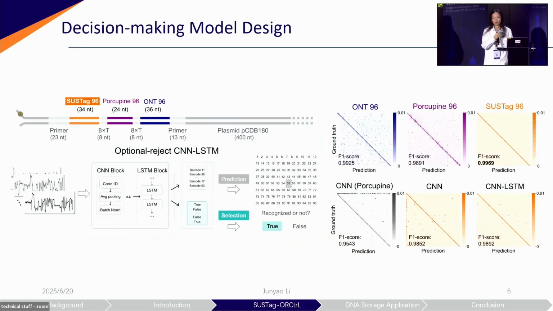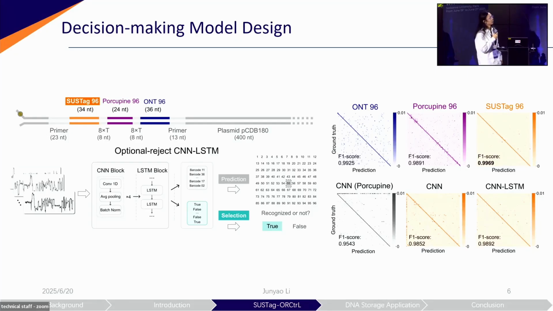Let's move on to the decision-making model. We built a deep learning model called ORC to make the decisions. We use CNN blocks to extract features from the nanopore sequencing signals and send them to the LSTM block. The LSTM block will identify every single strand to make the decision. The most important module in our model is the optional rejection module. This module allows the model to say, I'm not sure, about ambiguous sequences.